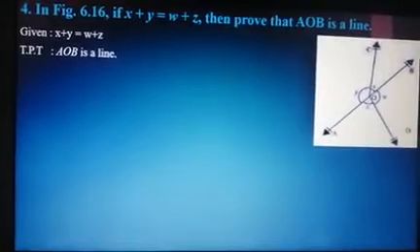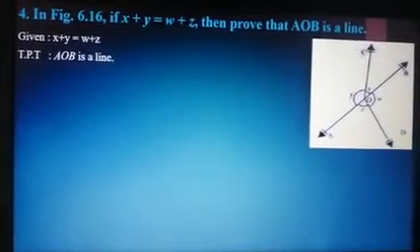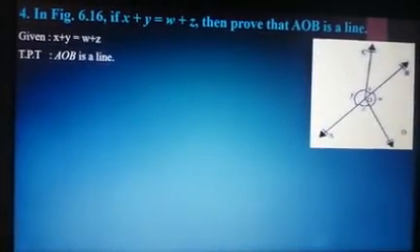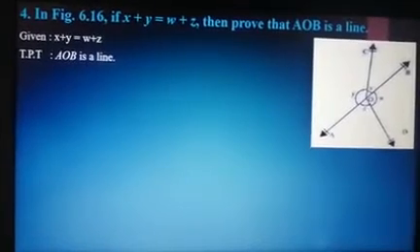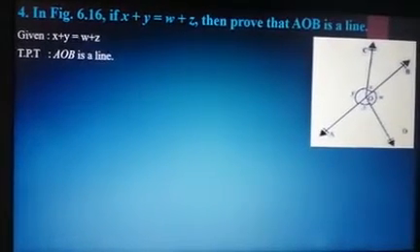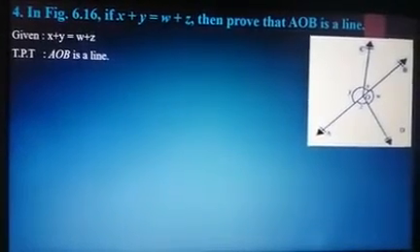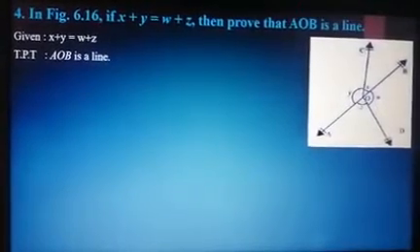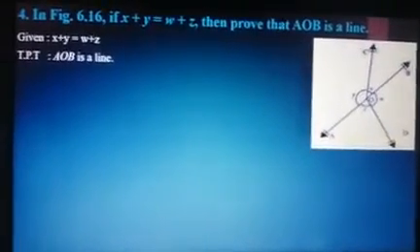Okay, so given x plus y is equal to w plus z, we have to prove that AOB is a line. In order to prove AOB is a line, what should I prove? AOB is equal to 180 degree. That's the hint of it. Let me see how we can prove that.